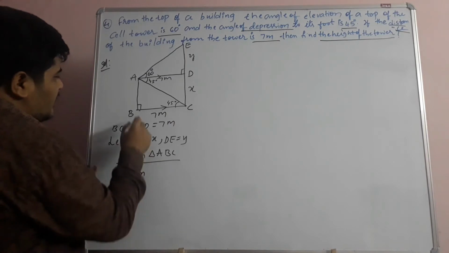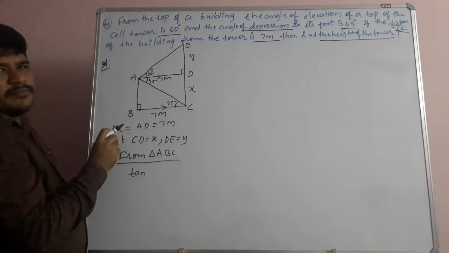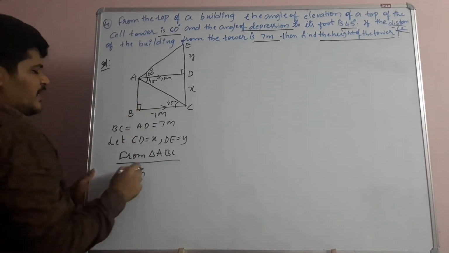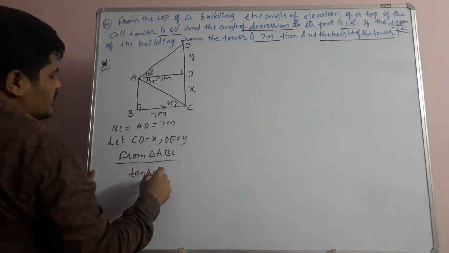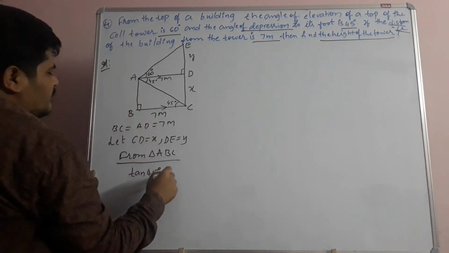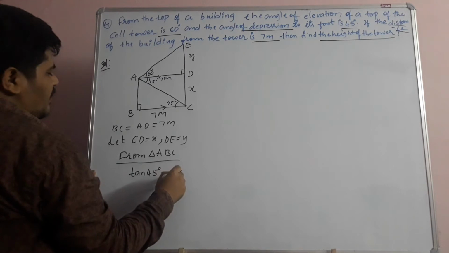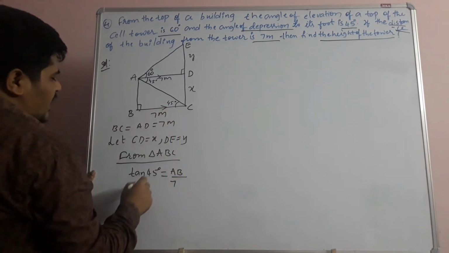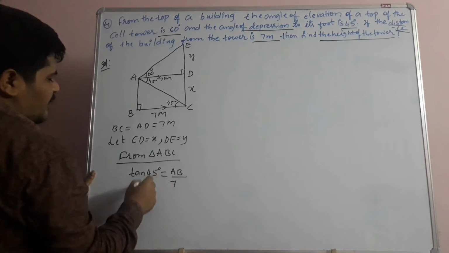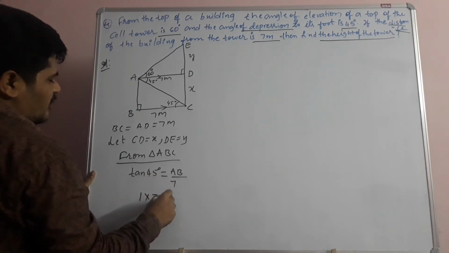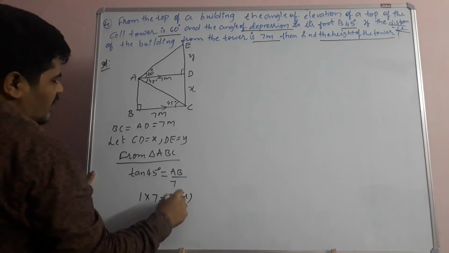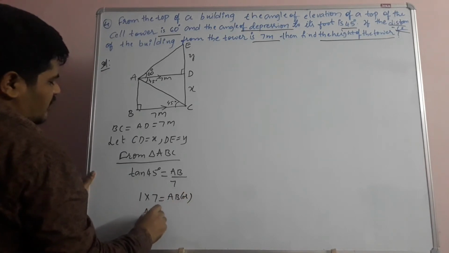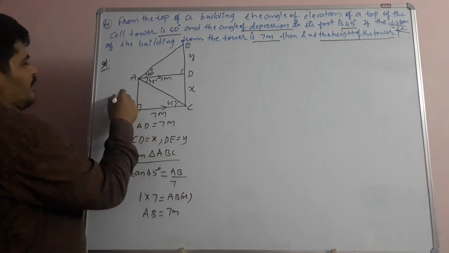So I want to find AB, the length of AB. So tan 45 degrees is equal to AB by 7 meters. And children, the tan 45 value is 1. So 1 into 7 is equal to AB, or you can write AB is equal to 7 meters. So AB is 7 meters.